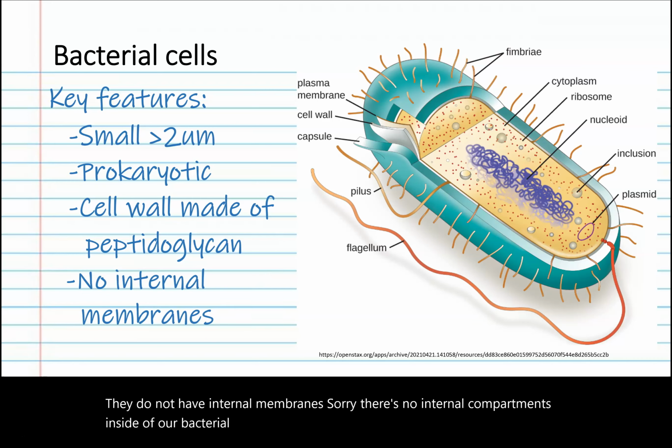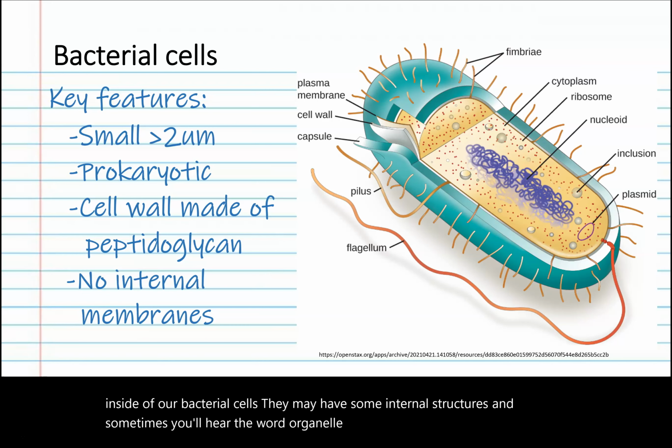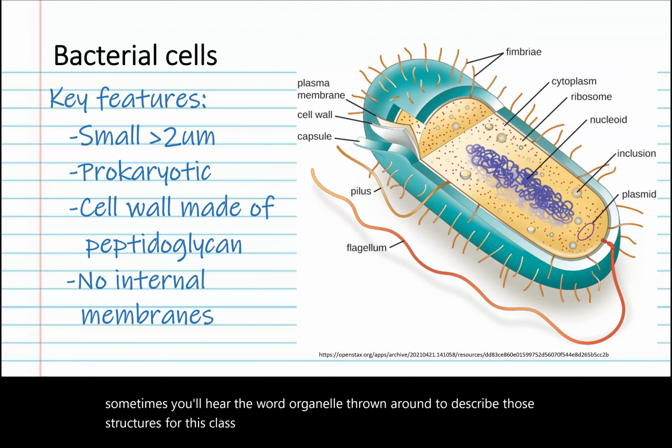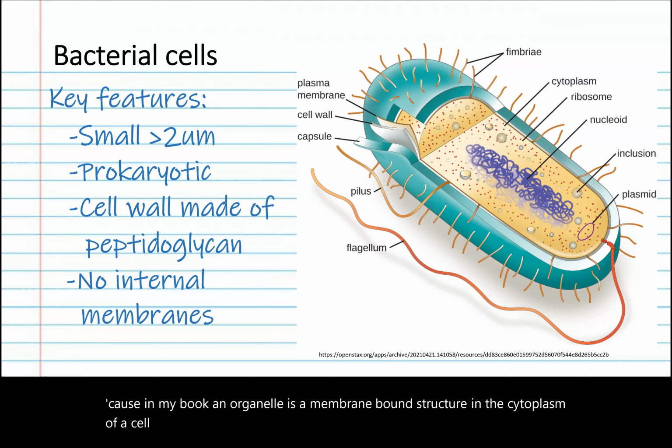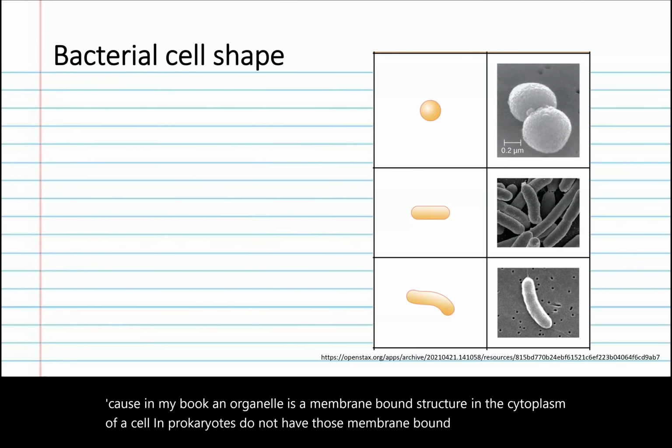They may have some internal structures, and sometimes you'll hear the word organelle thrown around to describe those structures. For this class, for my purposes, if it doesn't have a membrane around it, we don't call it an organelle. Because in my book, an organelle is a membrane-bound structure in the cytoplasm of a cell, and prokaryotes do not have those membrane-bound structures.